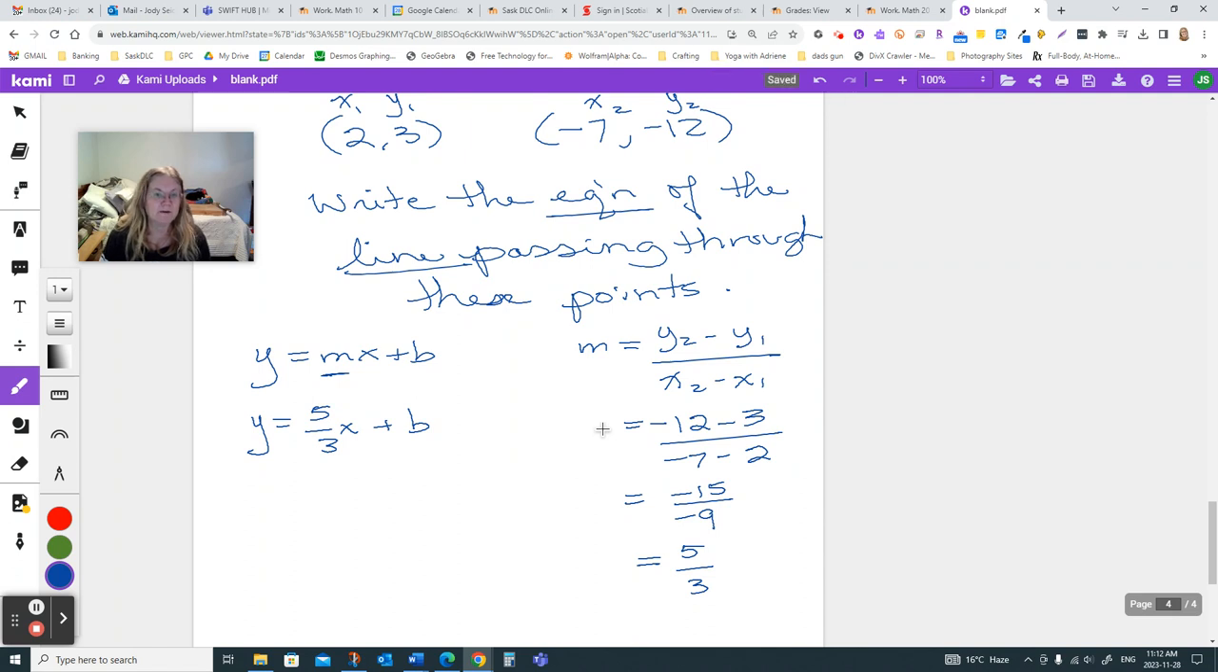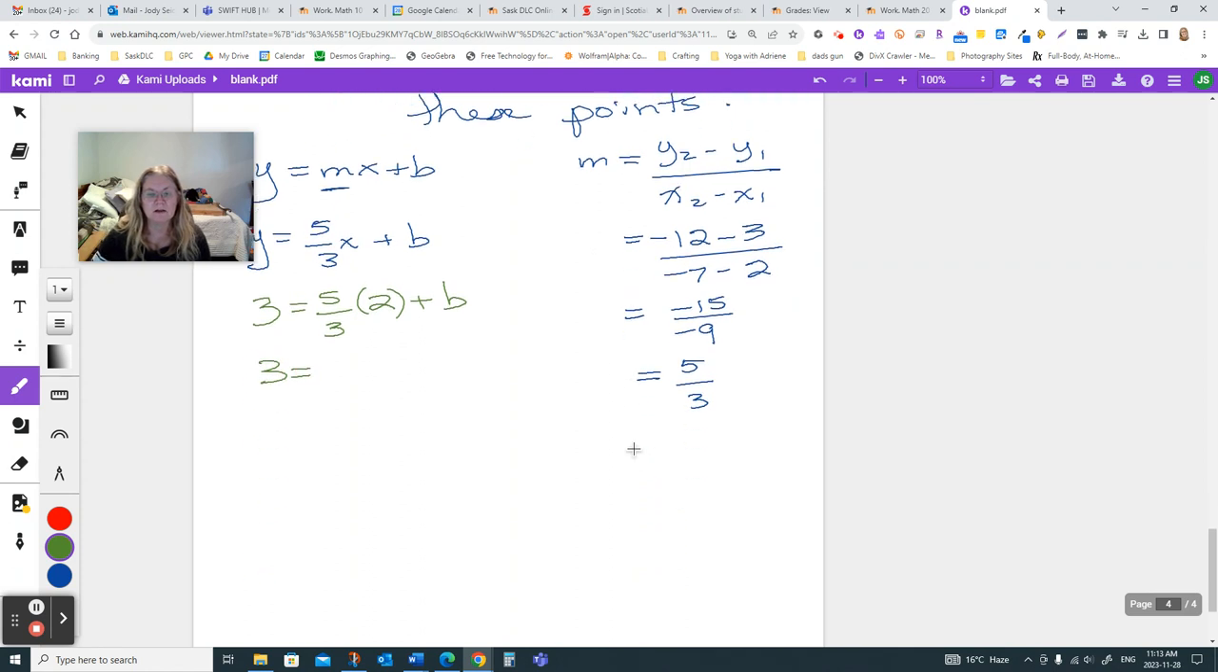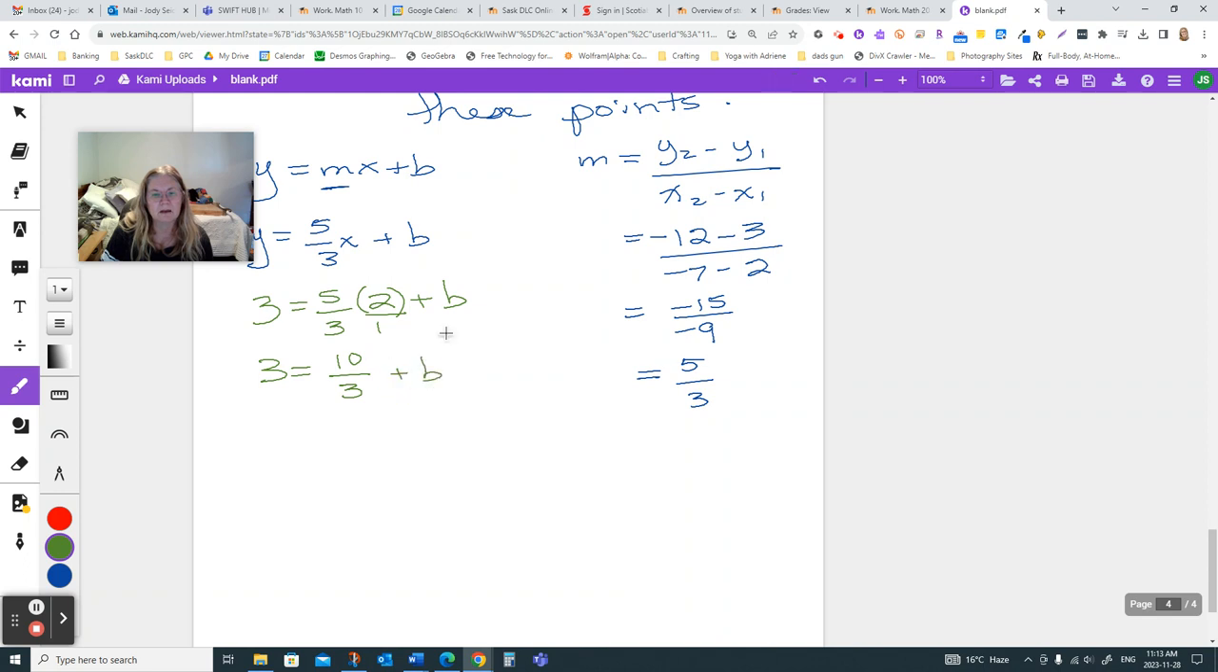Problem. How am I going to find b? Well, I know both of these points are on this line. So I can use either one of them in this equation to find my b value. So let's say that I grab this (2, 3). y is 3. My x value in that point is 2. And I'm trying to find b. Don't be afraid to work with fractions. We know how to do that. To go 5/3 times 2, I remember it's 2 over 1 and go straight across. To get to b, I need to subtract 10/3.